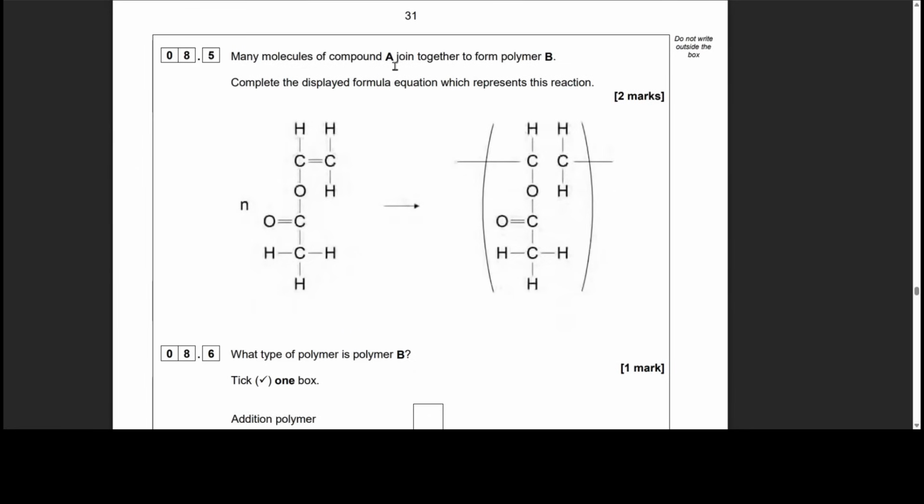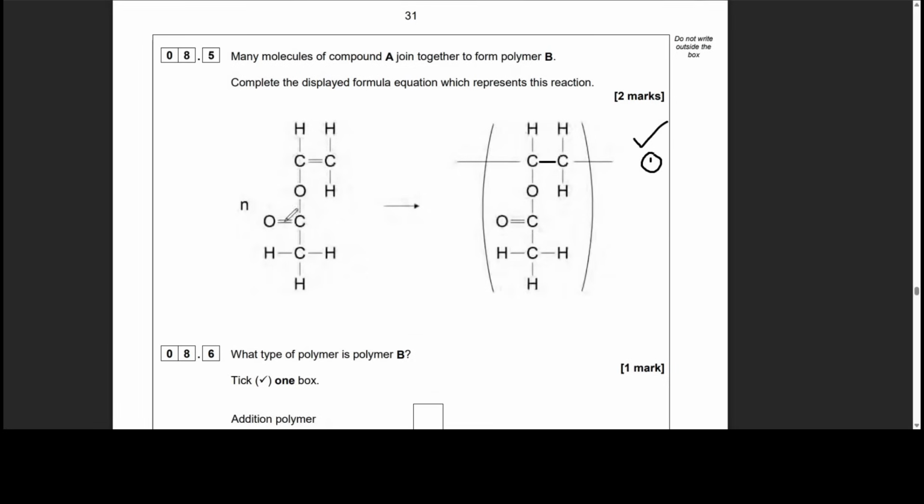8.5. Many molecules of compound A join together to form polymer B. Complete the displayed formula equation which represents this reaction. So here E is the monomer. You can see it's got a double bond there. It's got an ester group there. And then complete the displayed formula. So they've just missed out one bond in the middle there. That's gone to a single bond. So we give ourselves a tick for that.